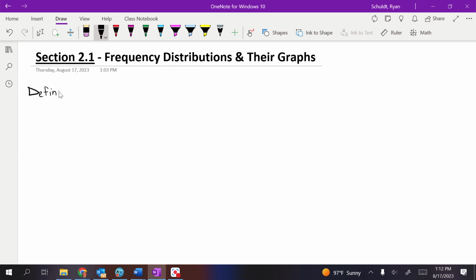If you need notebook paper, or does anyone need a journal? If you want a journal to write them in, but you didn't get one, I've got some extras. Okay.